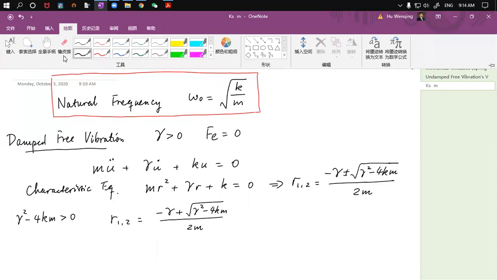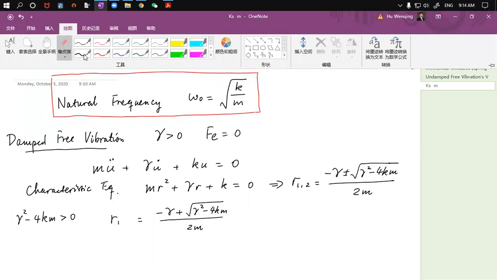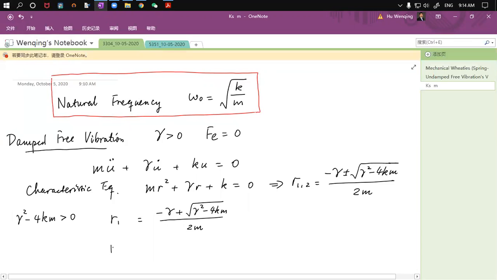So let's say this is r1. Then you're also going to have an r2, which is minus gamma minus the square root of gamma squared minus 4km, divided by 2m. Apparently r2 is going to be negative. There's no doubt that r2 is a negative number.